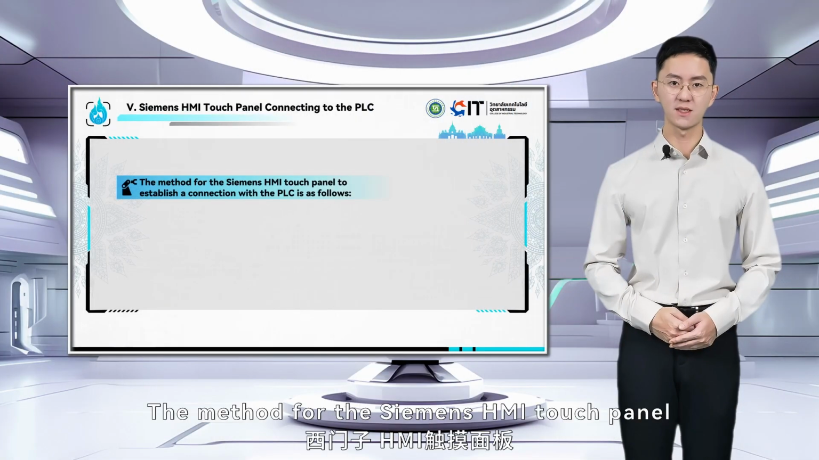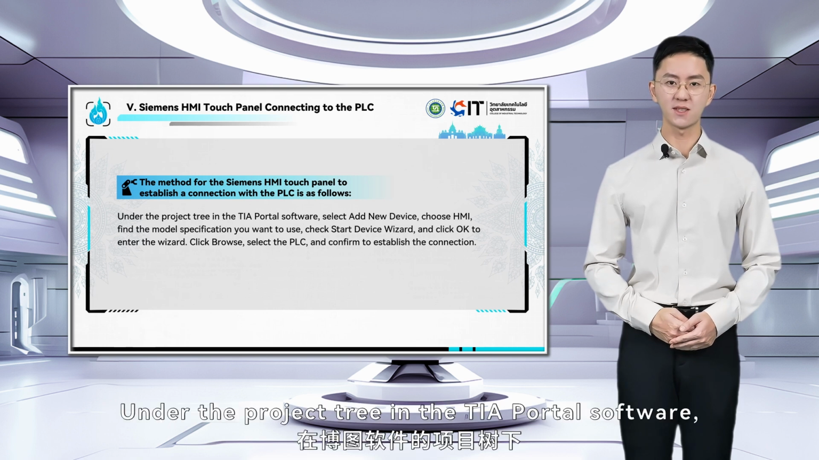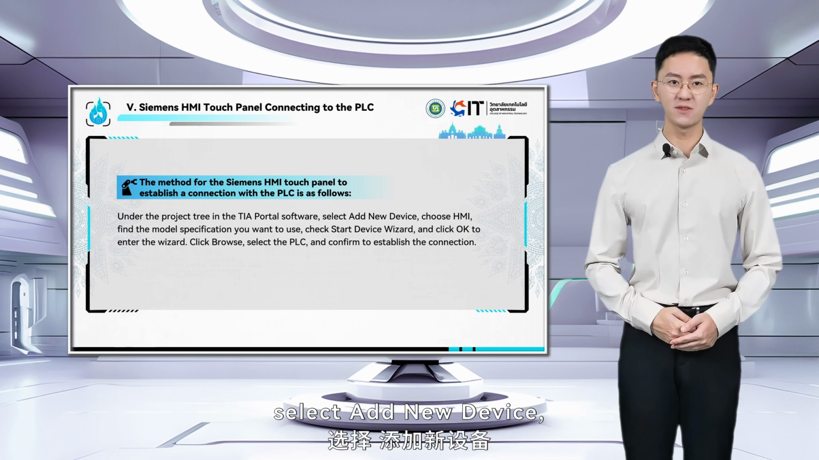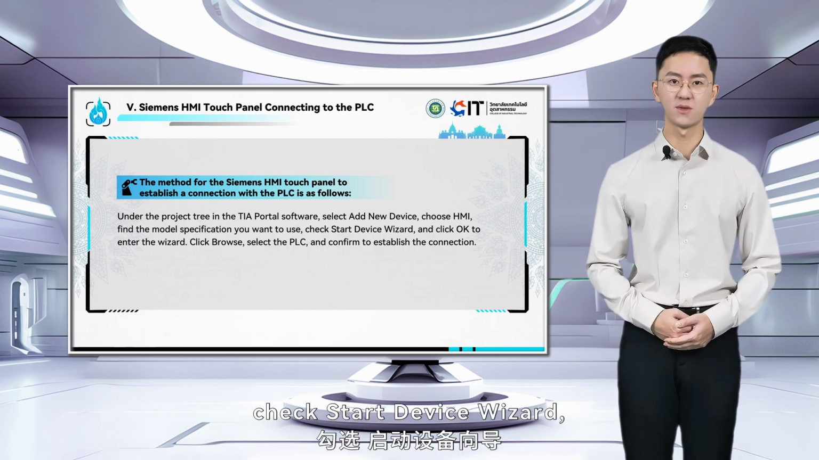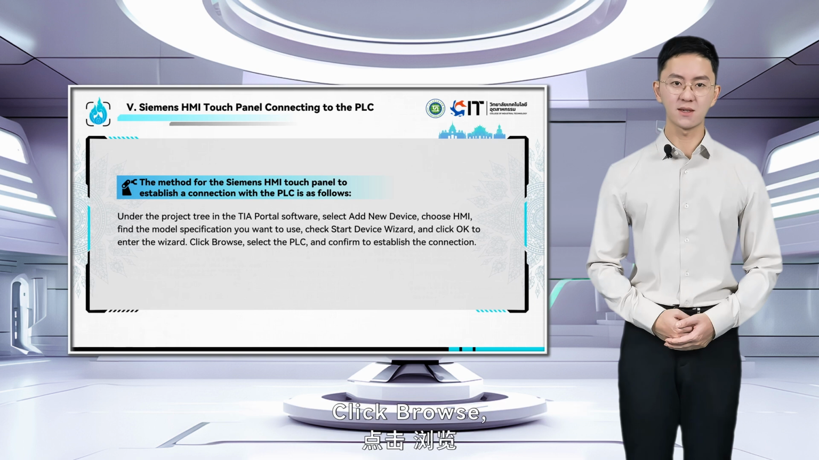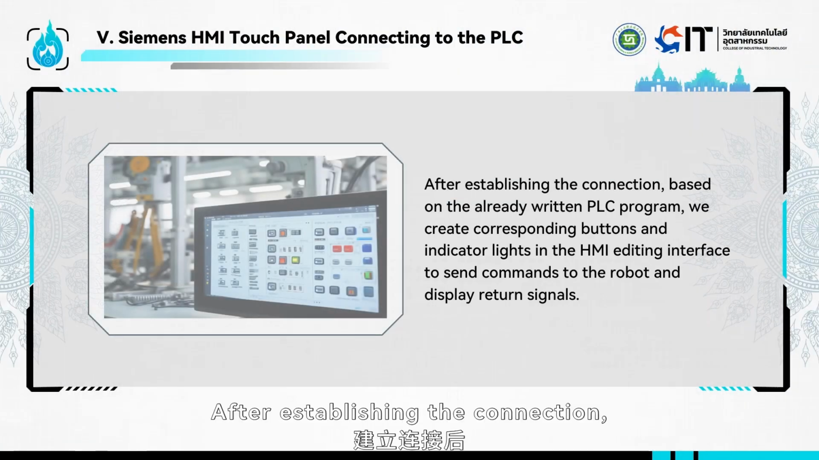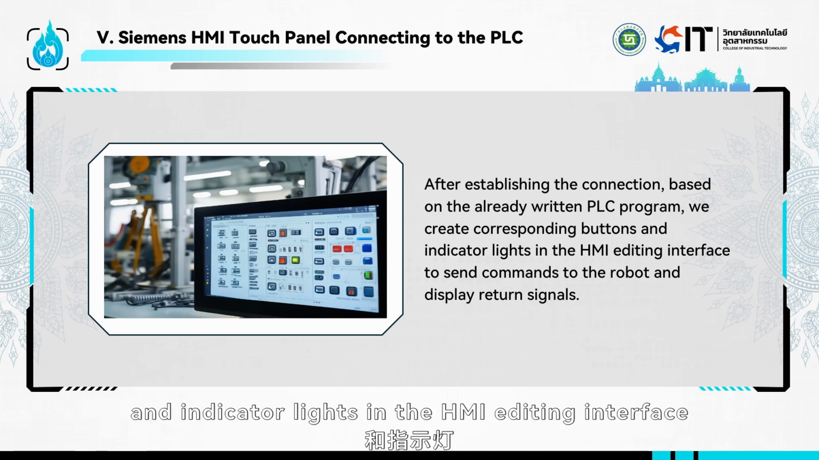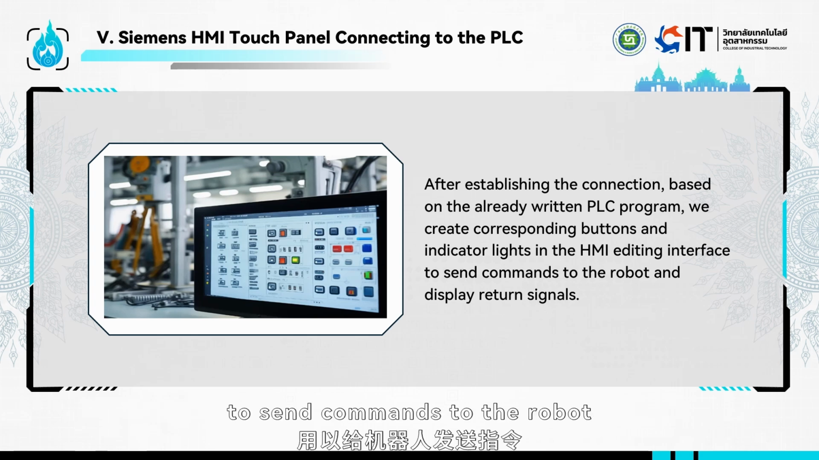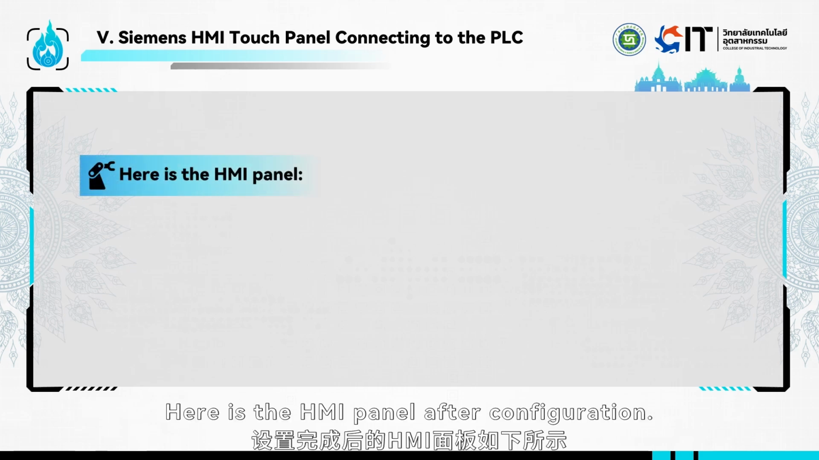The method for the Siemens HMI touch panel to establish a connection with the PLC is as follows. Under the project tree in the TIA Portal software, select Add New Device, choose HMI, find the model specification you want to use, check Start Device Wizard, and click OK to enter the wizard. Click Browse, select the PLC, and confirm to establish the connection. After establishing the connection, based on the already written PLC program, we create corresponding buttons and indicator lights in the HMI editing interface to send commands to the robot and display return signals. Here is the HMI panel after configuration.